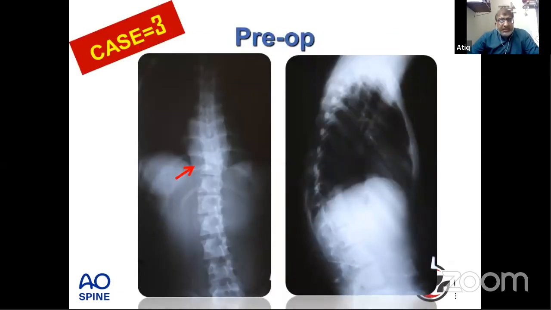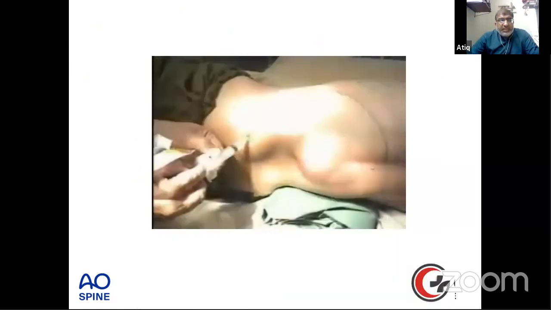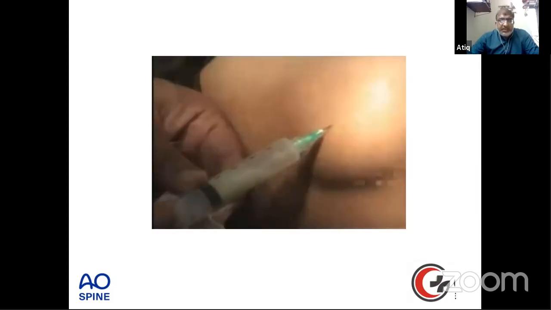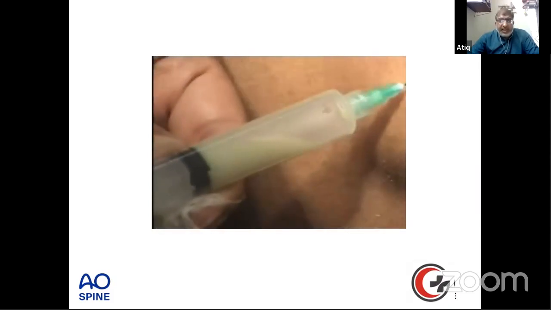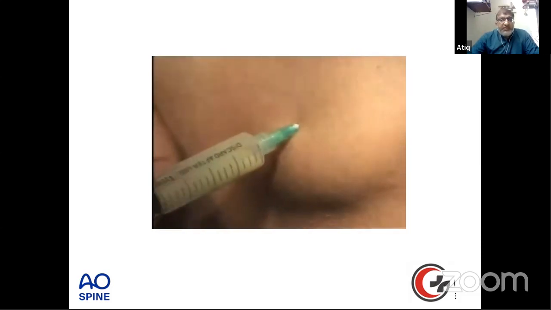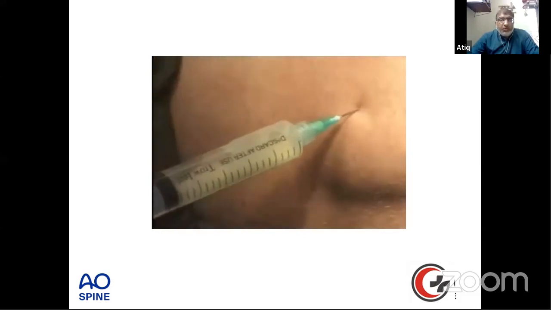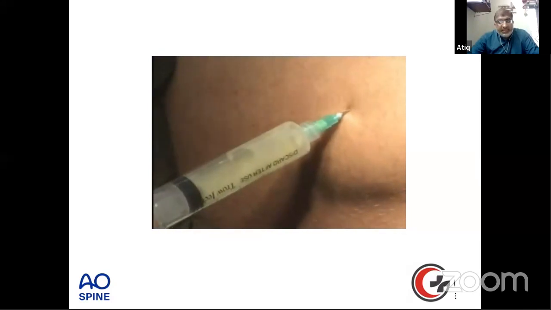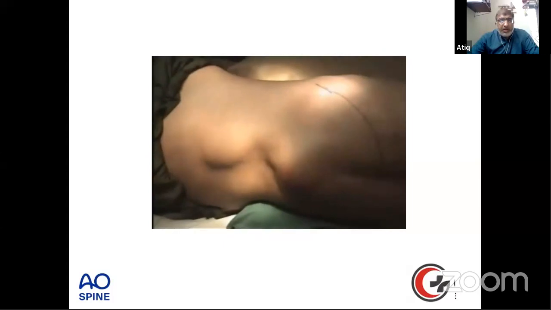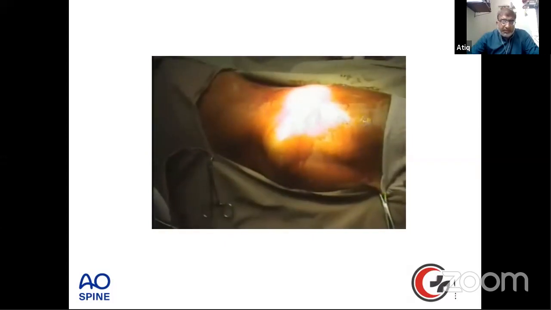Another case shows D10 and D11 destruction of the end plates and vertebral bodies, and you can see that there was delay in diagnosis, and there is so much pus lying that you can even see it from the outside, but nobody bothered to see the patient from the back, and this patient has been suffering from the pain for so many months.